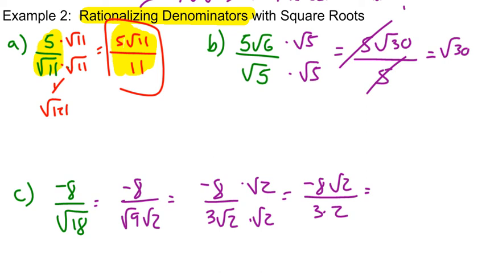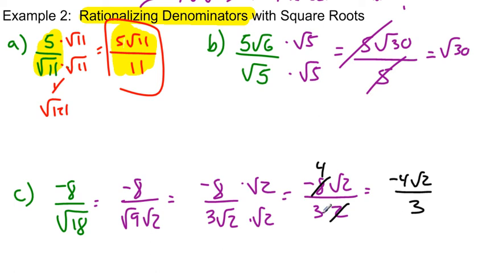Before I multiply 3 and 2 together, do you notice that the 2 can actually divide into the 8? So I'm going to divide the 2 into the 8. 2 goes into 8 4 times. Do you see that there? So then we get negative 4 radical 2 all over 3.